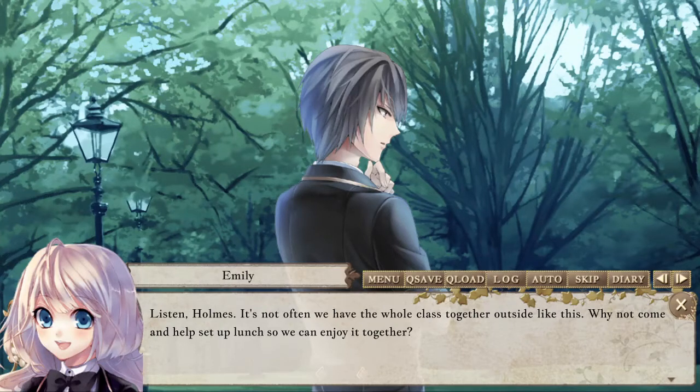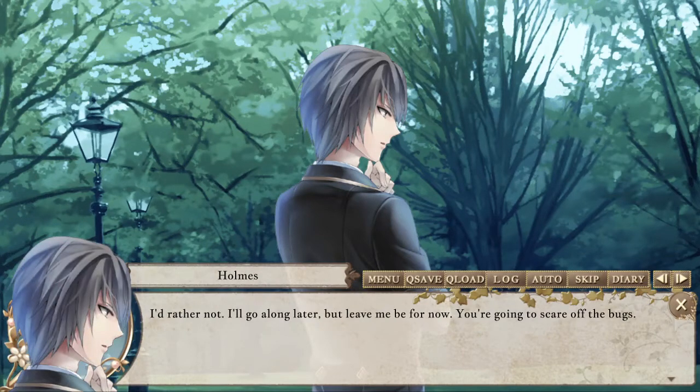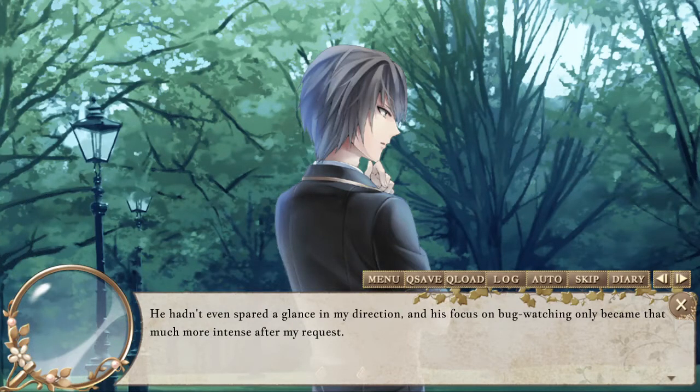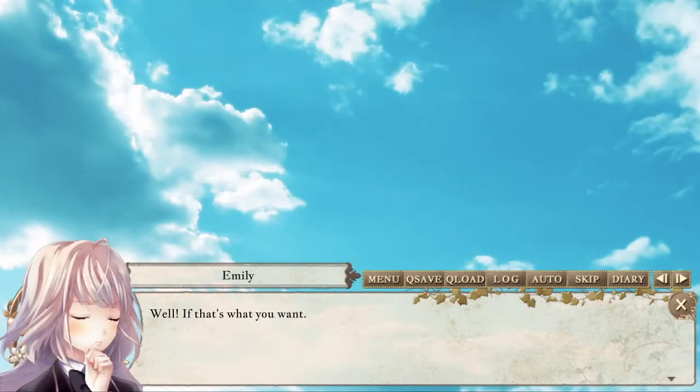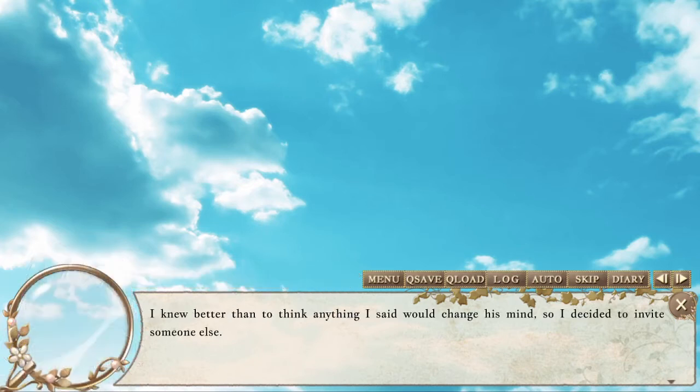Let's test it. Listen, Holmes. It's not often we have the whole class together outside like this. Why not come and help set up lunch so we can enjoy it together? I'd rather not. I'll go along later, but leave me be for now. You're going to scare off the bugs. He hadn't even spared a glance in my direction, and his focus on bug watching only became that much more intense after my request. You were watching bugs? Well, if that's what you want. I knew better than to think anything I said would change his mind, so I decided to invite someone else.